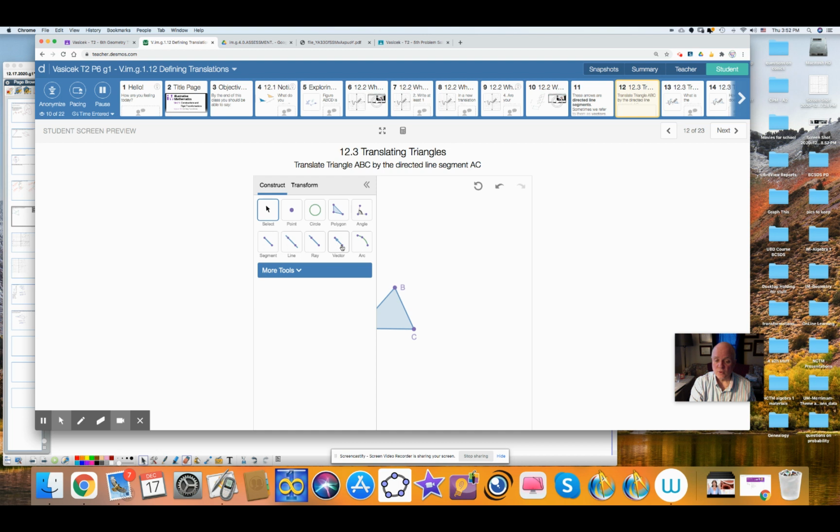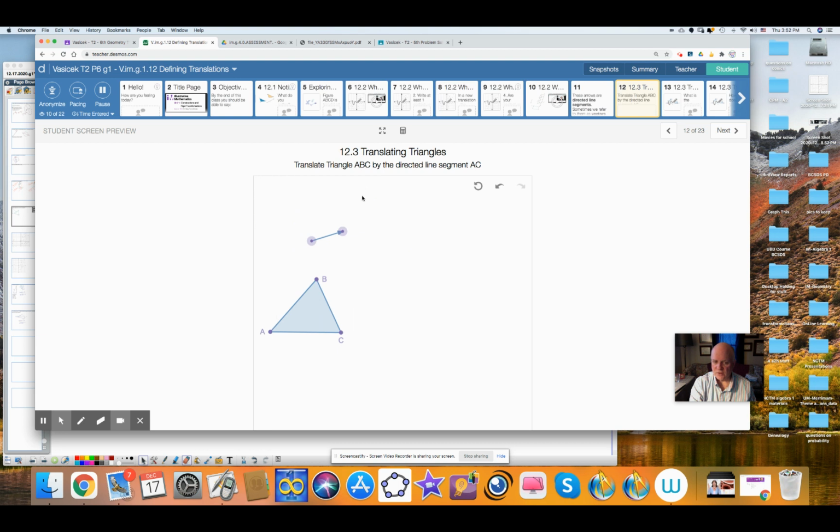First thing I'm going to do is I'm going to create a vector, not a segment. It's the fourth tool on the bottom here. I'm going to just make it a short one, and I'll make it right above the B. So I do that so I can see it, and this is what it should look like.